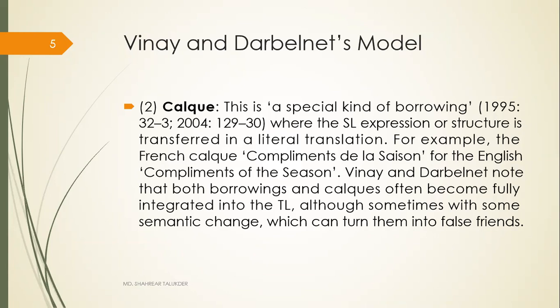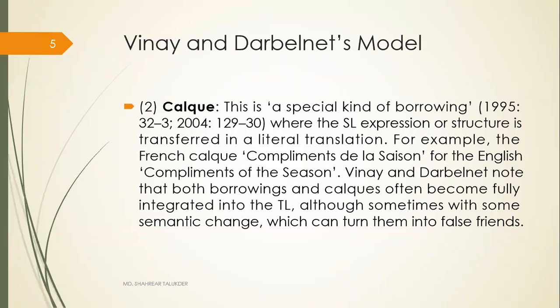Here is an example. It's a French calque. It says compliment de la saison. Compliment de la saison, for the English, means compliments of the season. This phrase has been used directly in translation. In that case, that is calque because it's not only one word. It's a whole expression and also the French structure, de la saison. Can you see that? Yes, sir. Okay, so the whole expression and the structure have been copied and used in the target. That's why it is called calque.